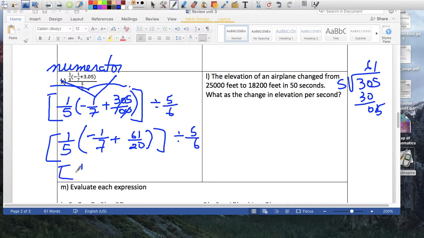So, 1/5, this is going to be, let's find the common denominator here, between 7 and 20, which is 140. 7 times 20 was 140, so on top it's going to be times 20. 20 times 7 gives you 140, so on top times 7, which is going to be 7 times 61, which is 427, sorry. 427. Sorry, close brackets, divide by 5 over 6.